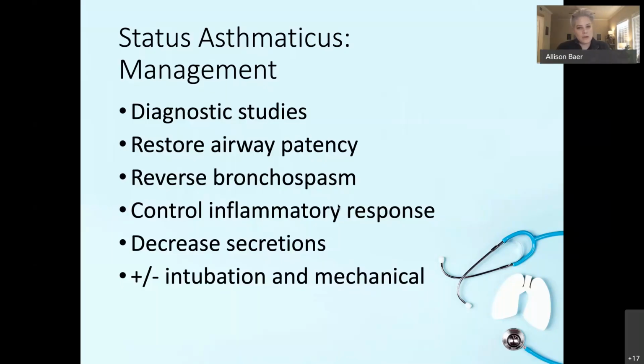But if they can't say words, if they're lethargic, if they've stopped working hard to breathe, and you hear absent breath sounds, you want to intubate them right away. And I just made a note to say you're probably going to use volume control versus pressure control because you want to avoid any additional overdistension, since they're already going to be overextended in their capillaries.